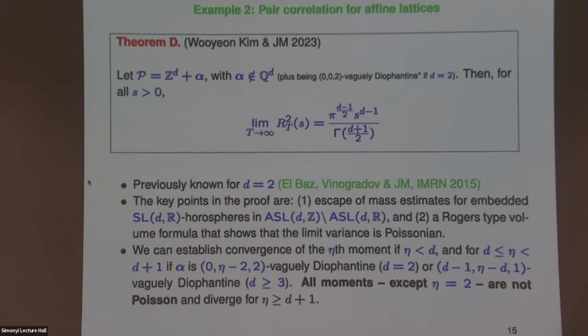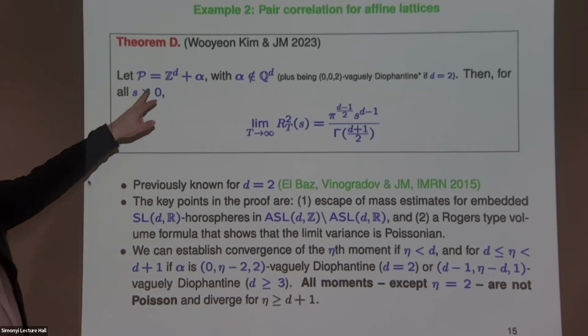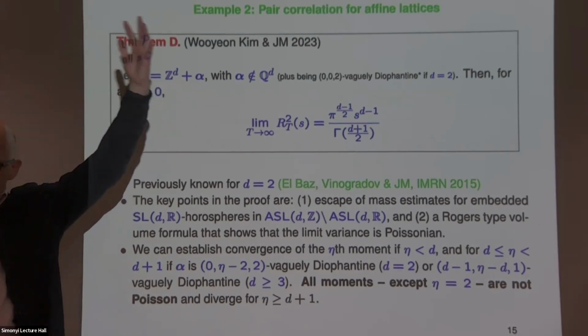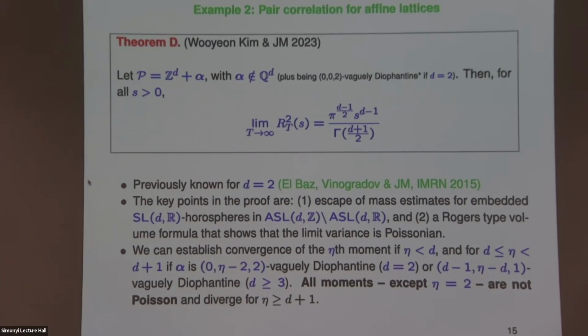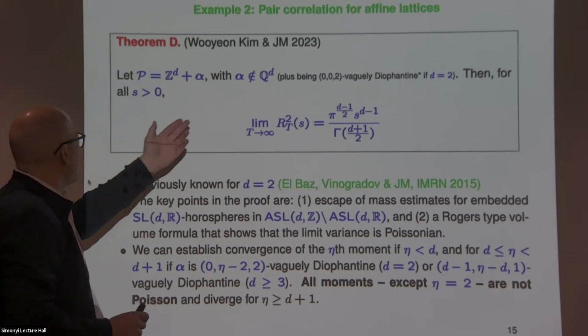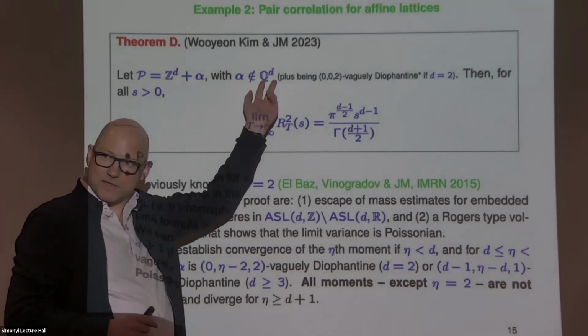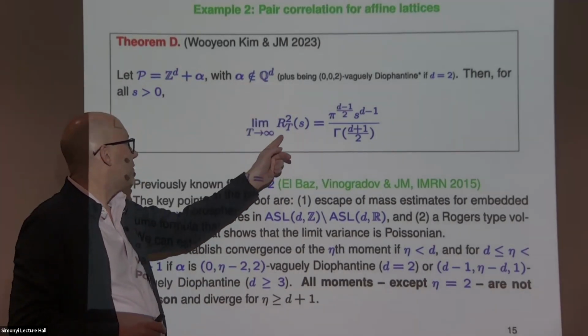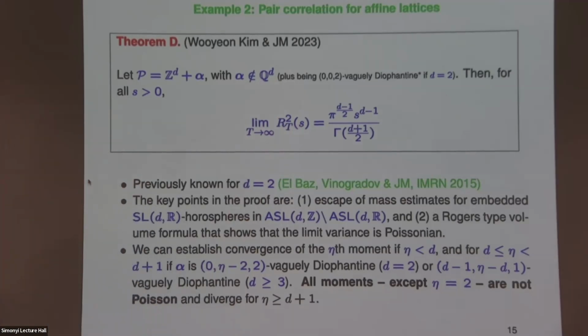Now you say, okay, what happens for lattice points? Let's do the same thing for lattice points. My recent theorem with Wooyeon Kim shows that if you take our shifted lattice points, you project them onto our unit sphere, and you look at all the directions, if alpha is irrational, and that's important here, we also have a convergence of the two-point correlation function.